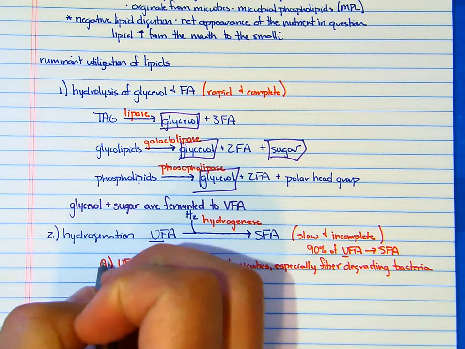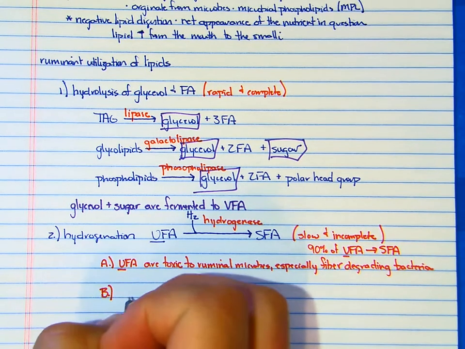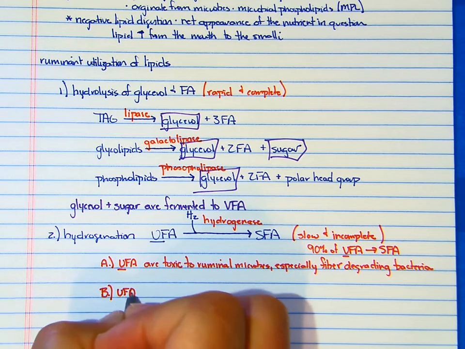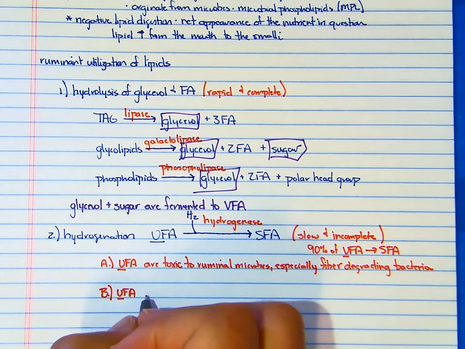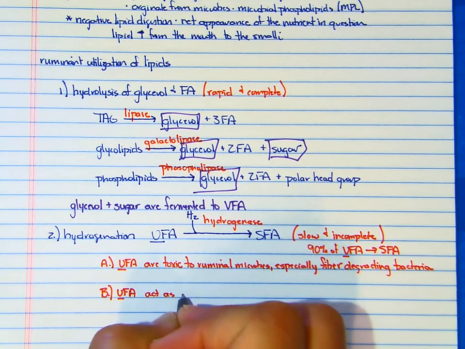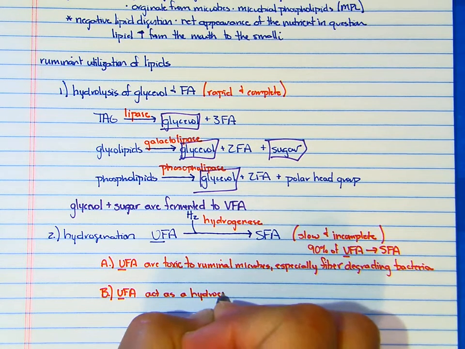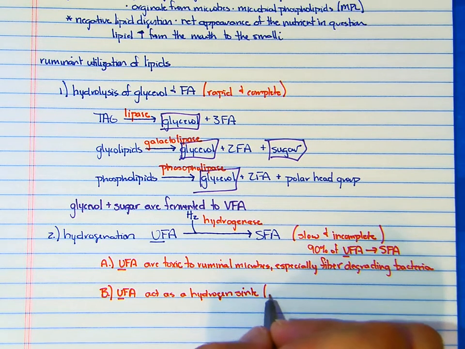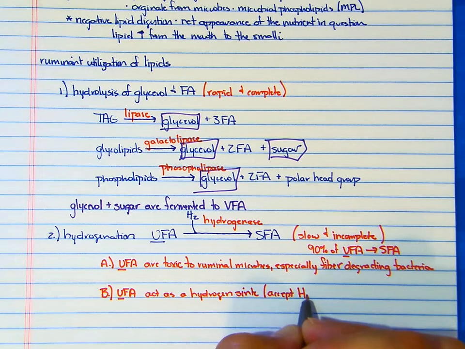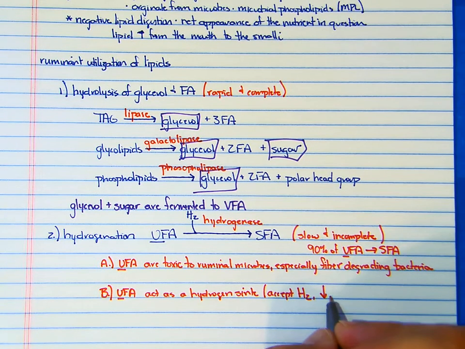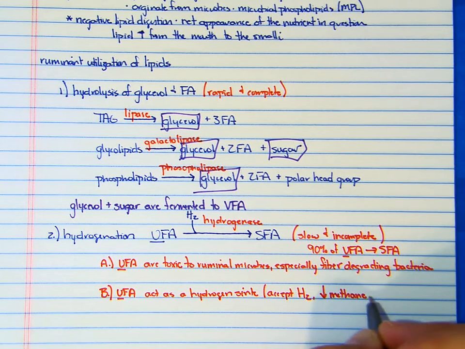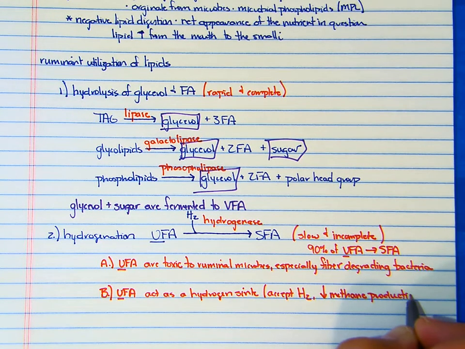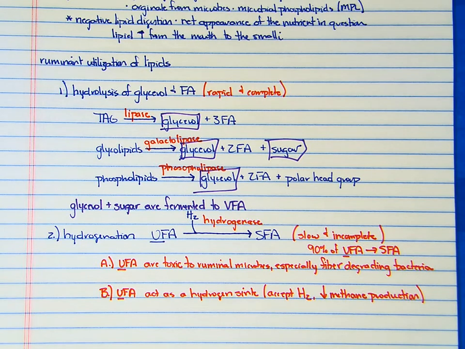A positive thing about unsaturated fatty acids, UFA, is that they act as a hydrogen sink. Okay, and so they're accepting hydrogens, which decreases methane production. Okay, and so that's a positive. That reminds us of propionate. What propionate does for carbohydrates is it accepts hydrogen, so that acts as a hydrogen sink and decreases methane production.